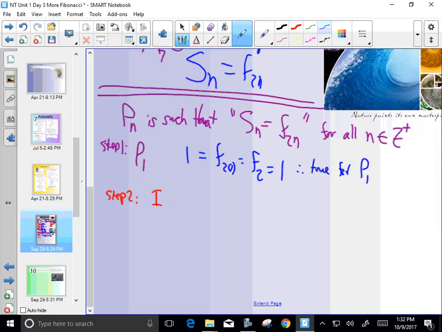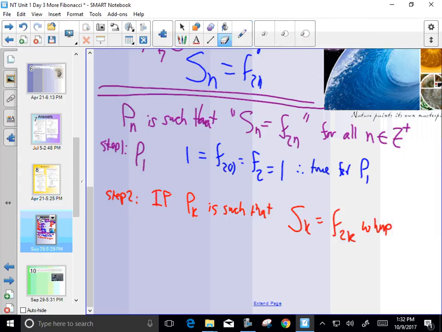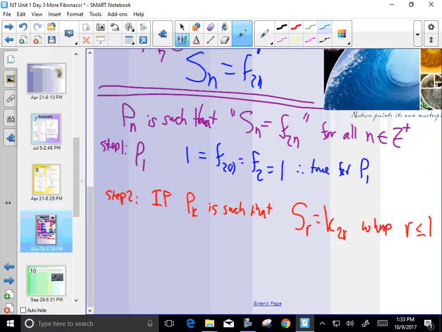if P of k is such that, this is just your assumption step, S of k equals f of 2k, where, I don't want k though, excuse me, go back to r. S of r equal to f of 2r, where r is less than or equal to k, or r is equal to 1, 2, 3, all the way up to k.